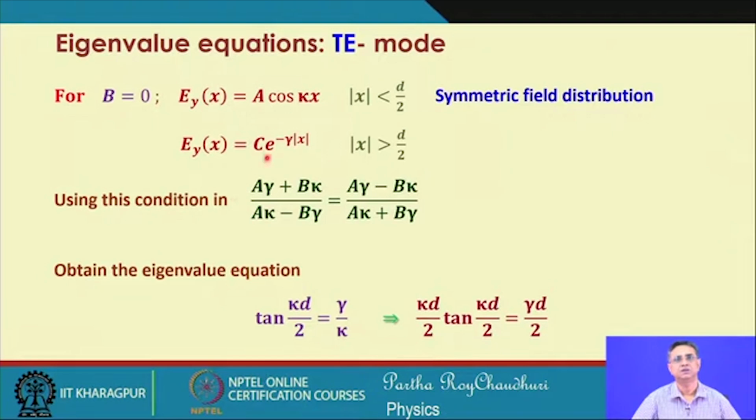So, using this condition in this equation, then we get the eigenvalue equation. Using this condition, we get the eigenvalue equation as this tan k d by 2 tan, because in that case you have to multiply d by 2 and d by 2 numerator and denominator. If you bring it to the left hand side, you get k d by 2 tan kappa d by 2 equal to gamma d by 2. So, this is the eigenvalue equation corresponding to the symmetric field distribution, which corresponds to the condition that b equal to 0.